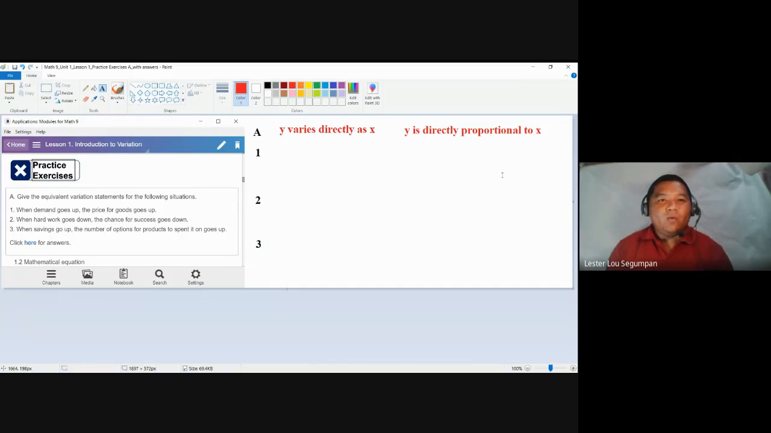So let's go with number one. Number one, when demand goes up, the price of goods goes up. Okay? It's very clear that what is first given is the demand, and then the price follows.